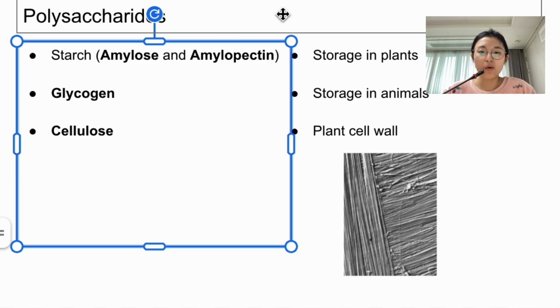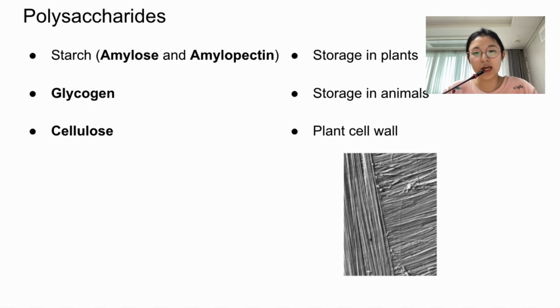And although all three are polymers of glucose, the properties do differ because of the type of glucose that is used, the type of glycosidic bond that is present in each of these structures, and the degree of branching for each polymer.